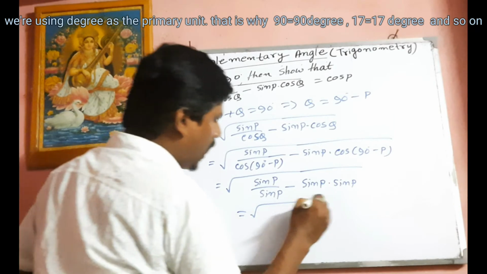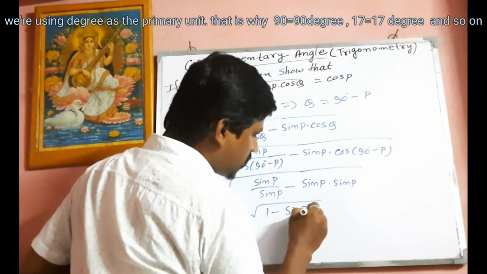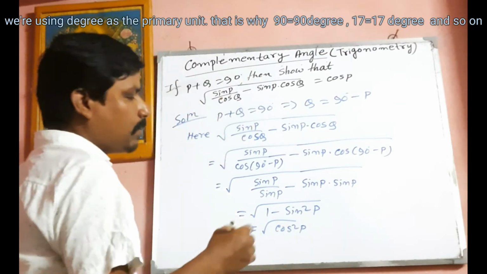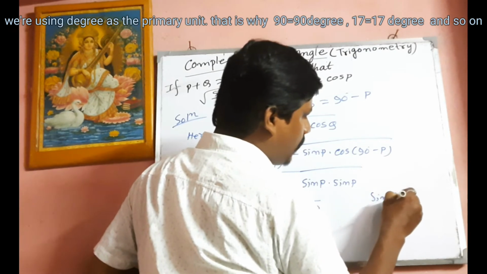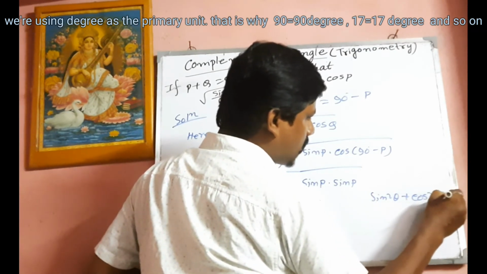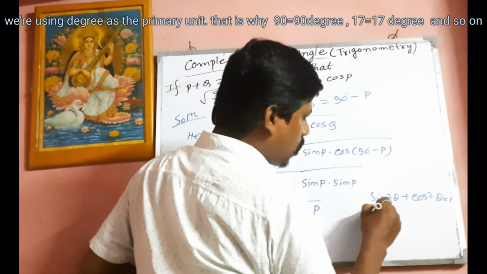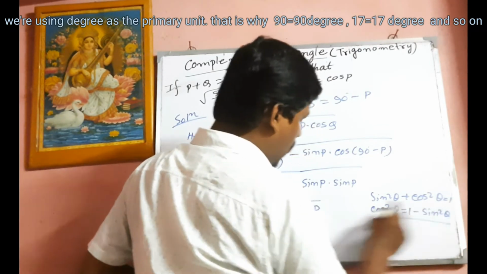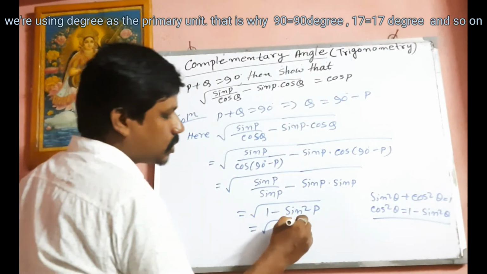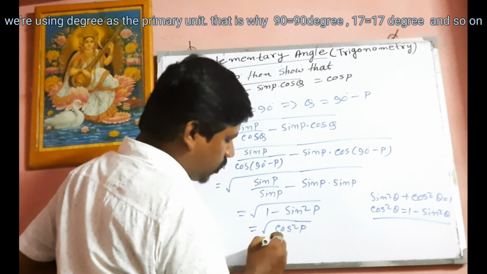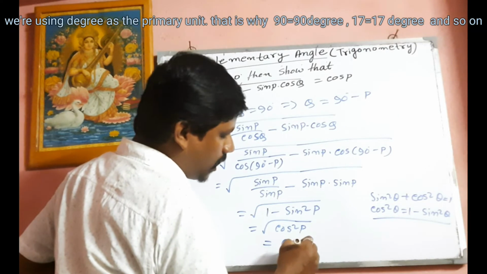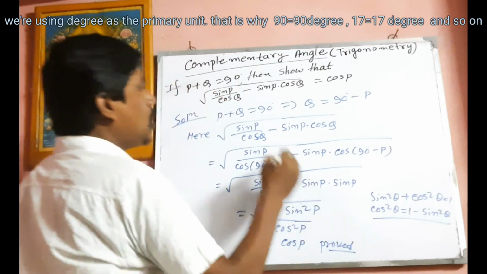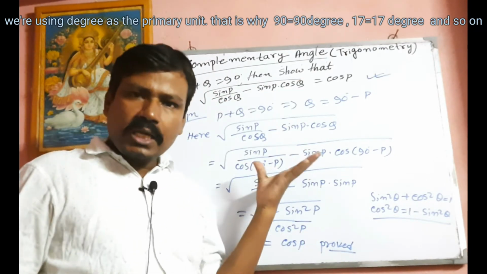So calculating, we get 1 minus sin² p, that is cos² p. Why? Because we know that sin² θ plus cos² θ is equal to 1, that is cos² θ is equal to 1 minus sin² θ. We are using here 1 minus sin² θ is equal to cos² θ, and here θ is equal to p. Now this is cos p, which is our equal result. So this is the complete example 2.